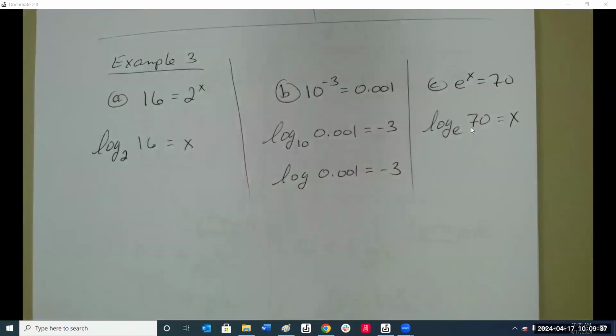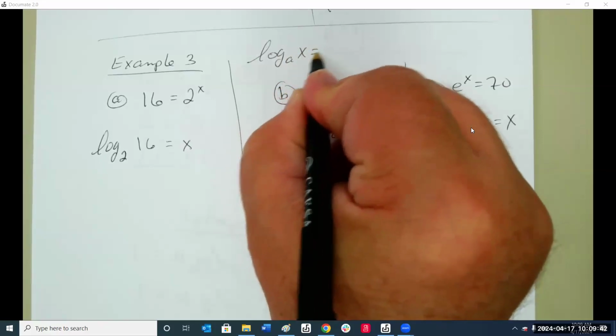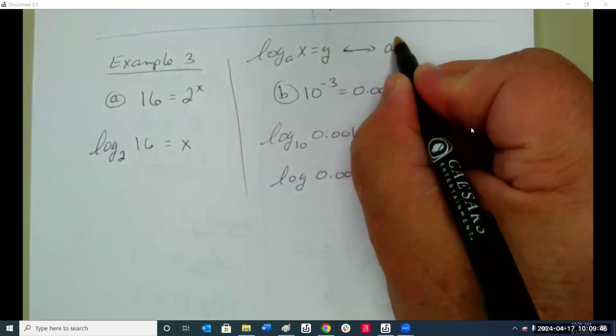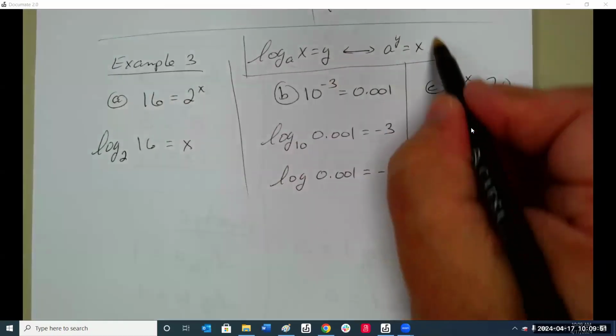And the last one. If you have a hard time with these, think of the conversion. The a pushes up the y equals x. This is the conversion rule.